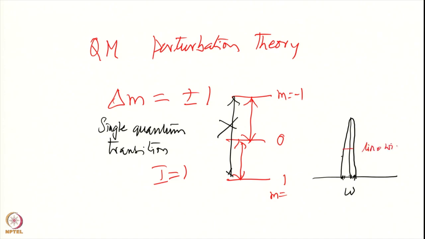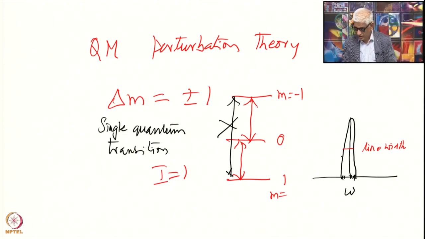So, the absorption of energy does not occur only at one frequency, but there is a certain tolerance. There is a certain tolerance on what the frequency should be for absorption to take place. This is called the line width. Now, what does this line width depend upon? This is something which one has to see. We can look at that. So, what are the factors which influence the line width?